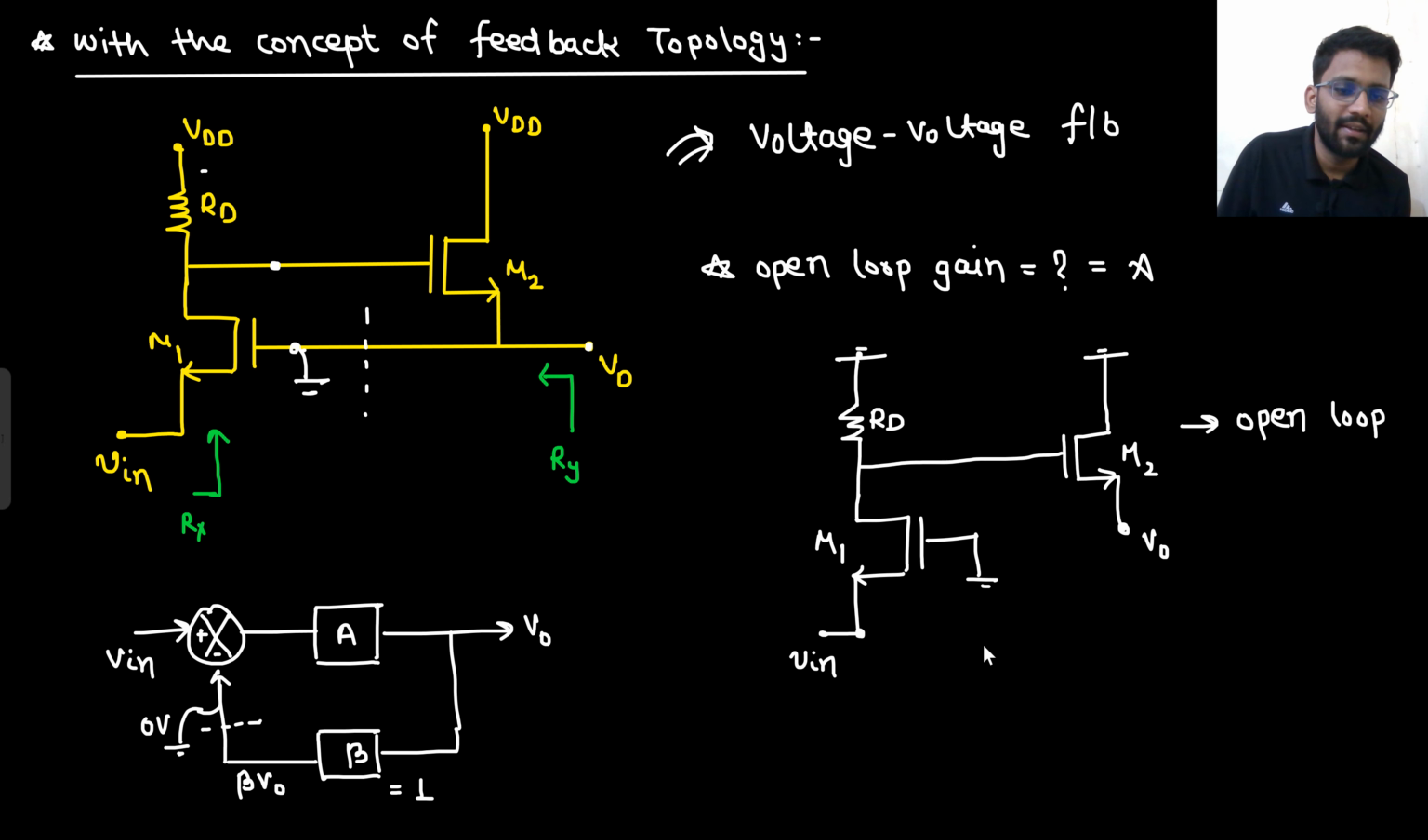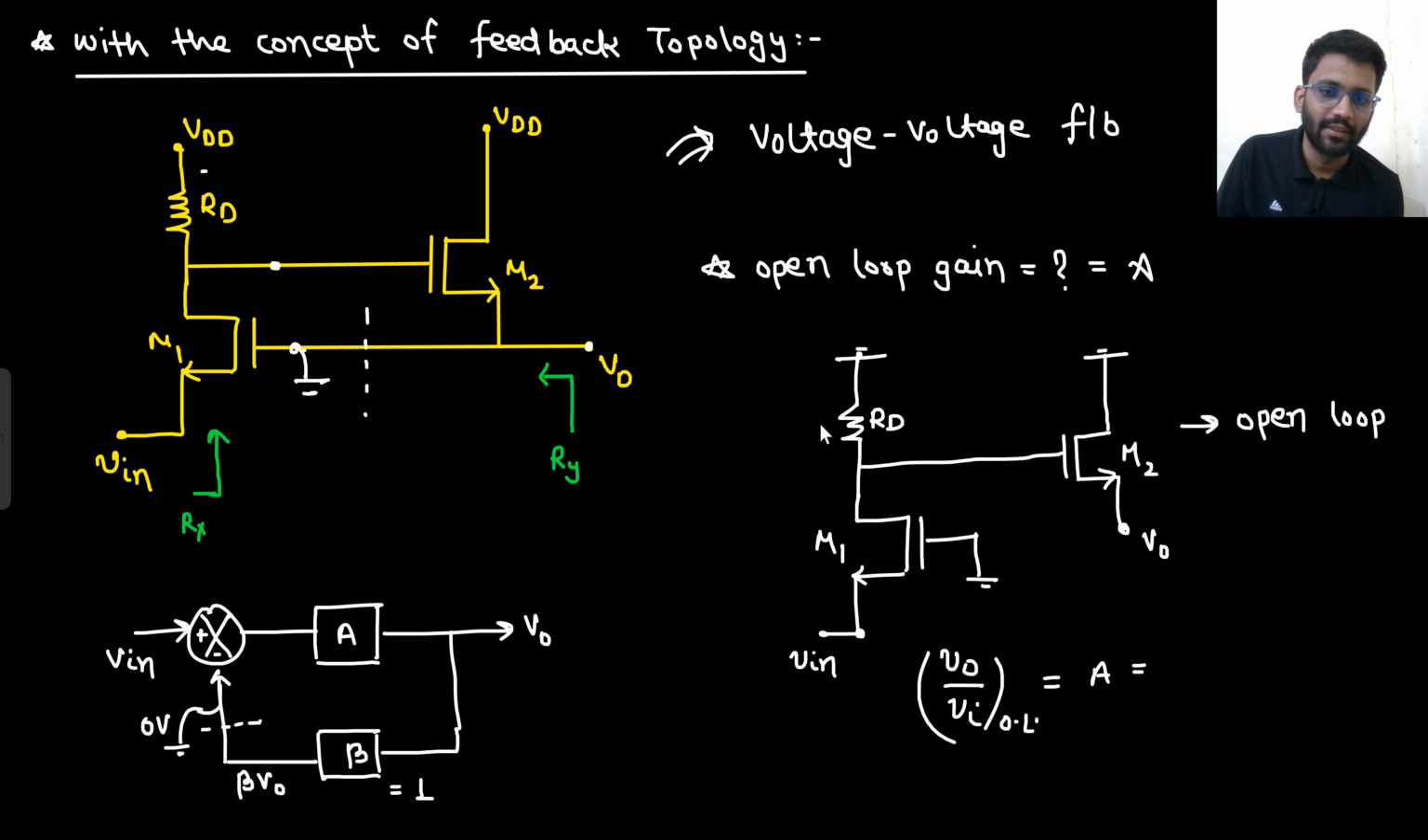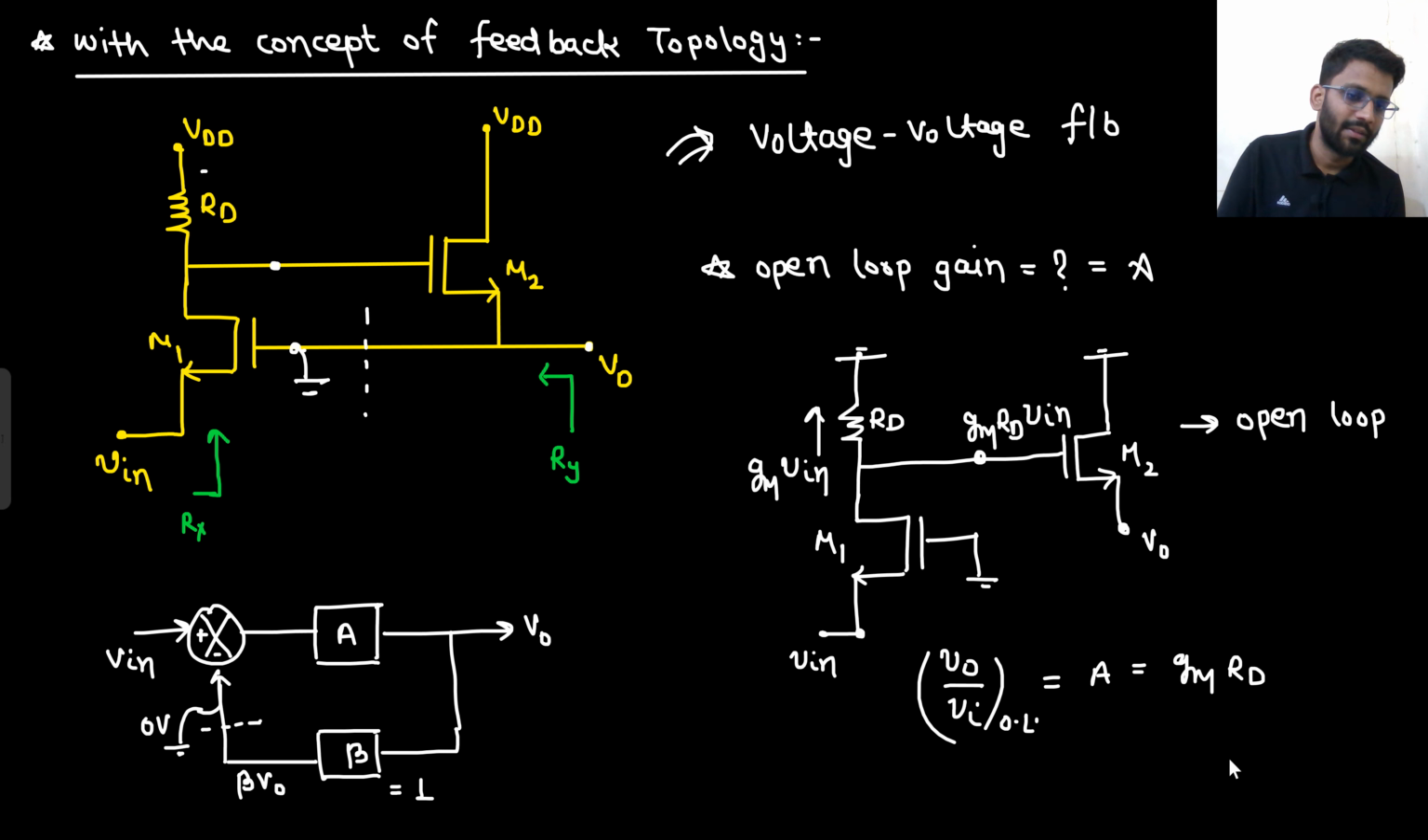So what will be my V naught by V in open loop? V naught by V in open loop, that I am calling as A. What will that value be? If this is V in, what is the current here? That is equal to GM V in. This current is GM V in. So what will be the potential here? That would be GM RD V in. So GM RD V in is equal to V naught. So V naught by V in equals GM RD. So your open loop gain A is GM RD.